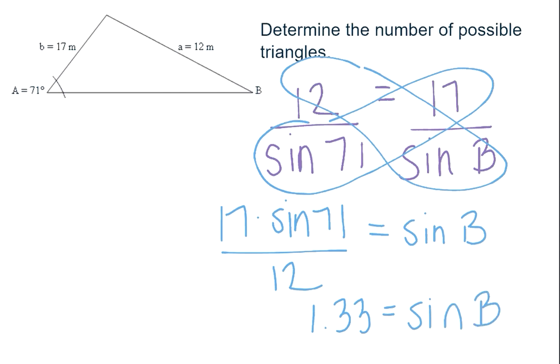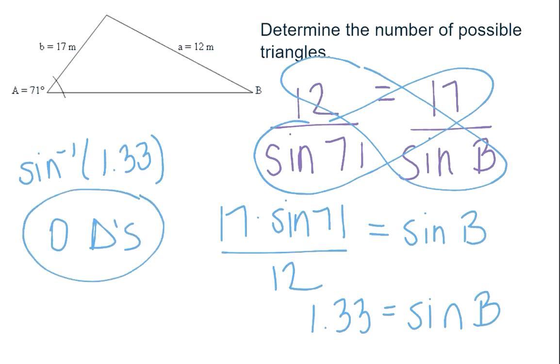Right away, I know that this is a problem because sine can never be greater than 1. So if I go to my calculator and do sine inverse of 1.33, I should get something that tells me I have a domain error, and I do. So in this case, we would say there are 0 possible triangles that can be created.